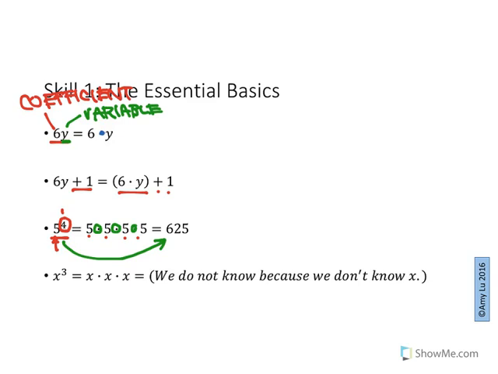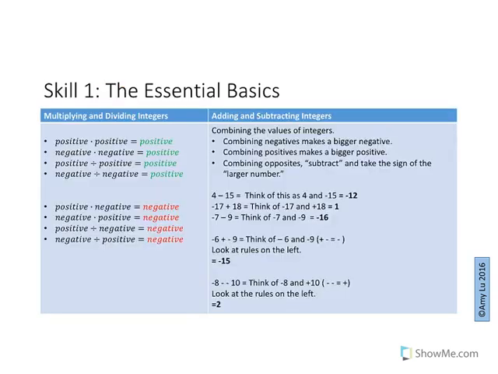And finally, when we have a variable with an exponent or with a power, x to the power of 3 is just x times x times x, we actually can't have it equal to anything because, well, we don't actually know what x is until we actually solve for it. So in the meantime, we just leave it as x to the power of 3. Now, another essential basic that will help you in this chapter is remembering your integers.